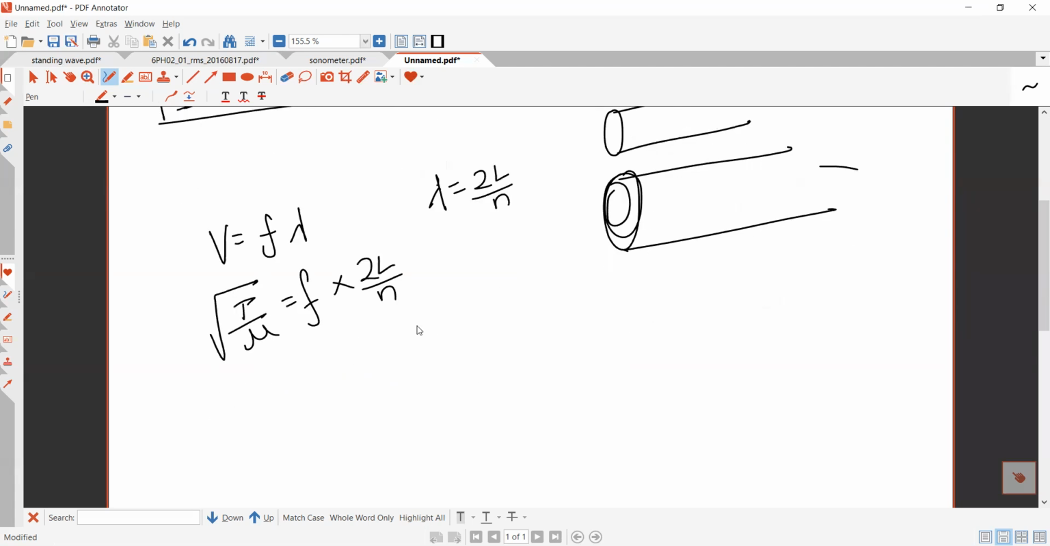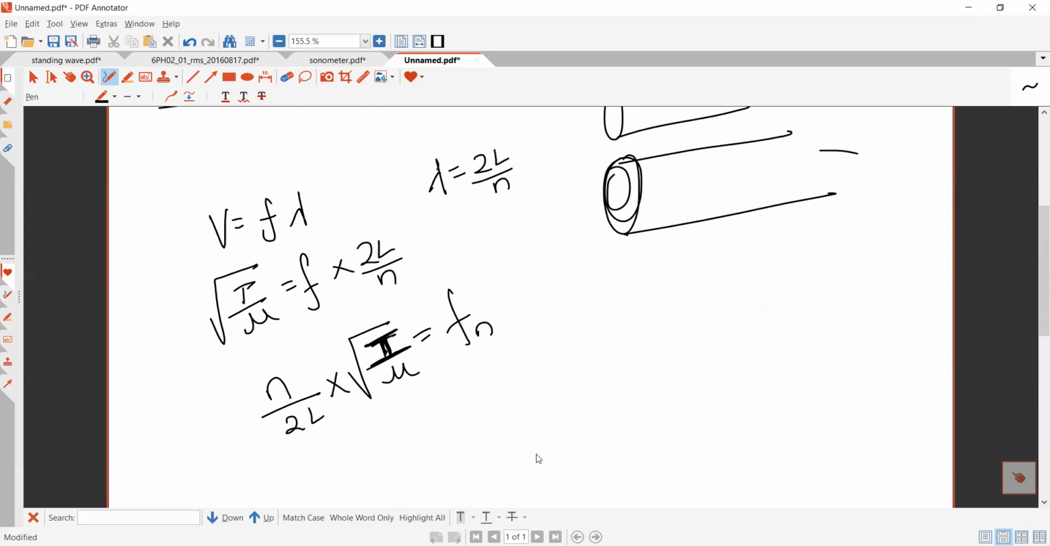Now I will substitute the formula for f. I will cross multiply: n divided by 2l into root of T by mu is equal to your fundamental frequency. Does everyone understand this proof? Everyone got this or not? How I derived that equation over here? Everyone got it? Why won't it be division? This n has moved here, this 2l has come down, cross multiplication. Understood?